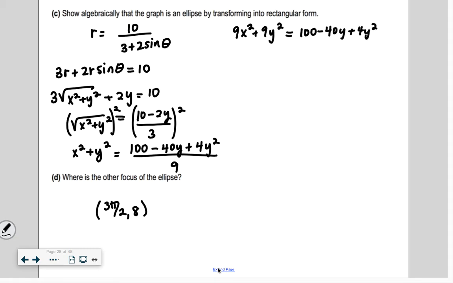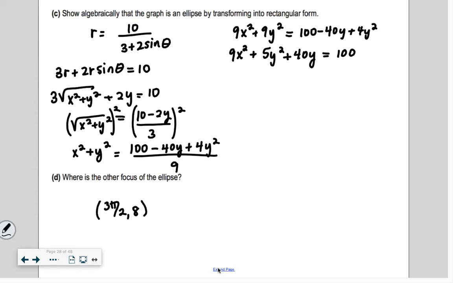All right, get everything on one side, so I'm going to subtract the y squared over. I'm going to get the y's together. I'm going to get that number on the other side, and I still have that 9x squared, right? So I have 9x squared plus 5y squared plus 40y equals 100.